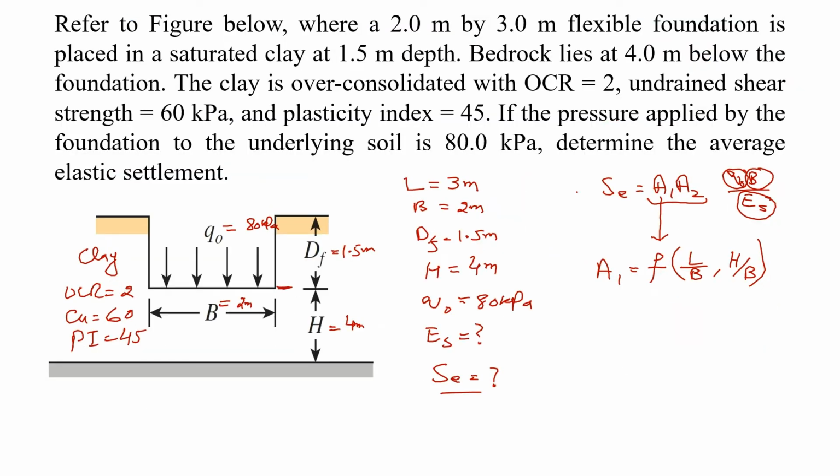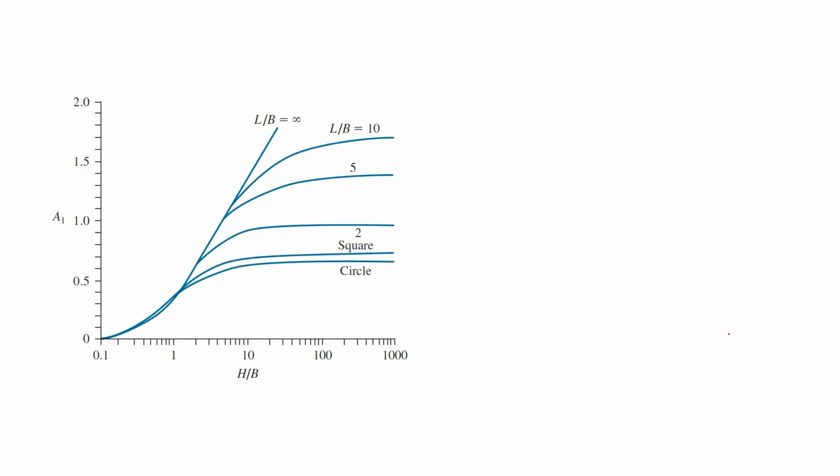So one by one, we will calculate this L by B. Let us see what L by B is here. Length of the foundation is 3 meters and width of the foundation is 2 meters, so it will be equal to 1.5, meters will be cancelled. And H by B, H is equal to 4 meters and B is equal to 2 meters, so it will be equal to 2. When we have found these two parameters, we can directly go to the graph for A1.